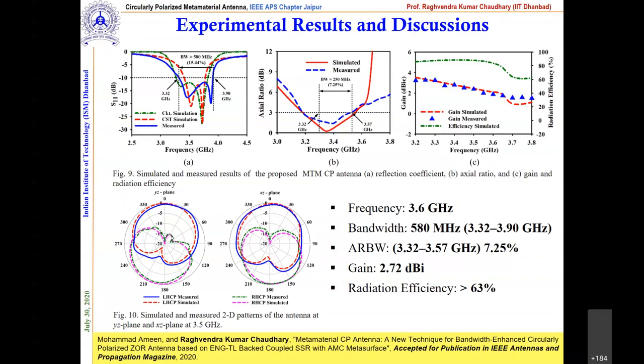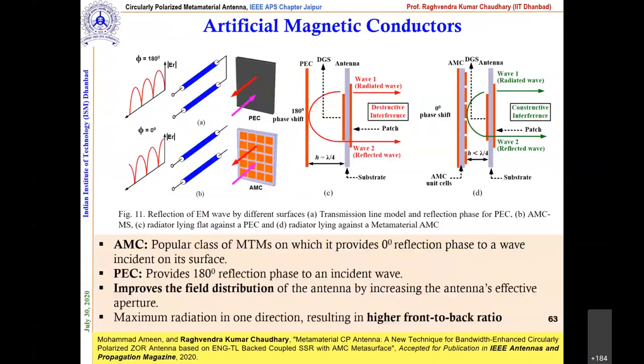Now, how we improved it later on: we used metasurfaces, correct? Here we used artificial magnetic conductors. The idea is quite clear, and a lot of work has already been done. We just integrated it here. If you see the PEC, and the wave impinges over the PEC, definitely we get a 180 degree phase shift. Now, what is the property of an AMC? We do not have a phase shift in the reflected wave. This is one of the properties.